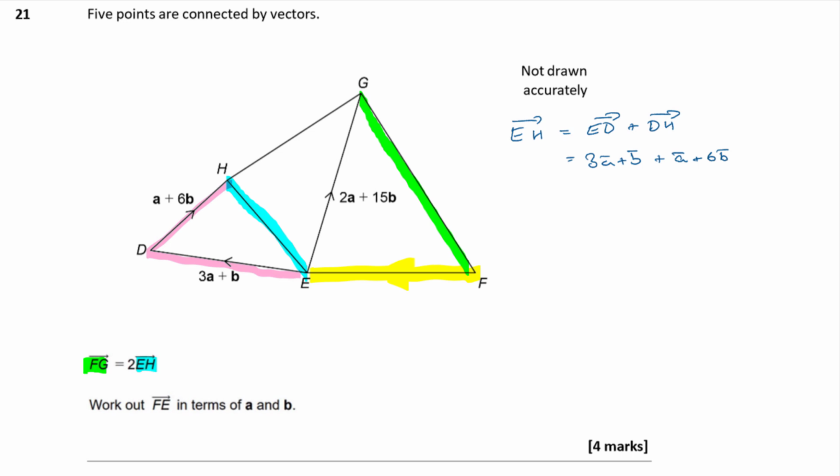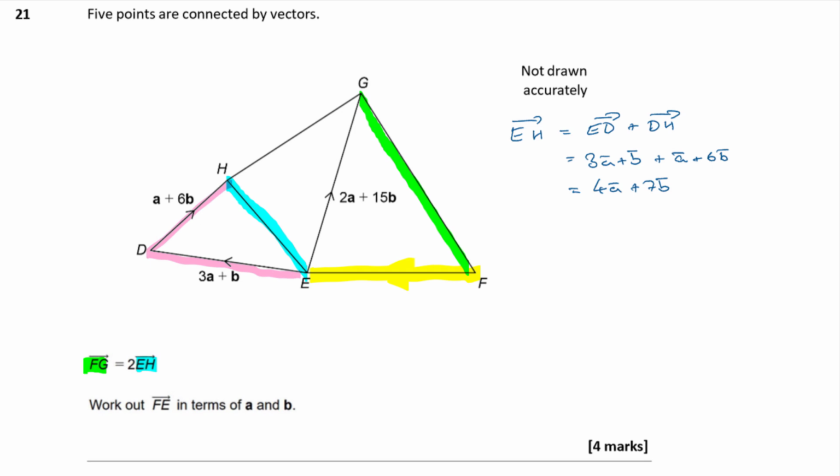Okay, so notice that we've got terms in a and terms in b. These we can just collect together. So I've got 3a plus a, that's 4a, and I've got b plus 6b, that is 7b. Okay, so e to h is 4a plus 7b.